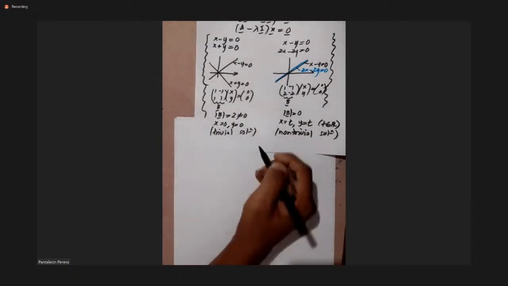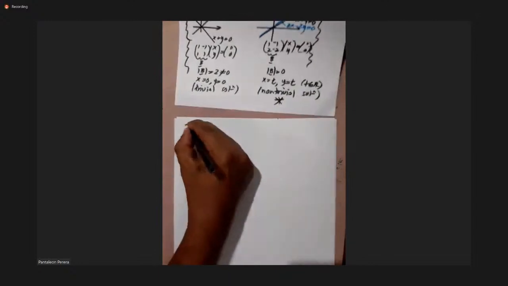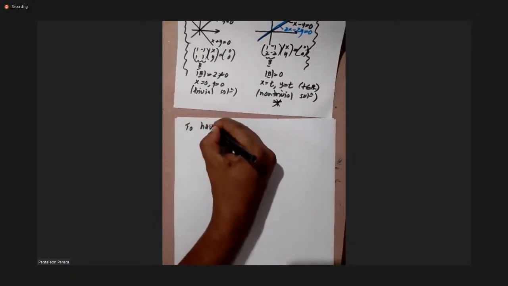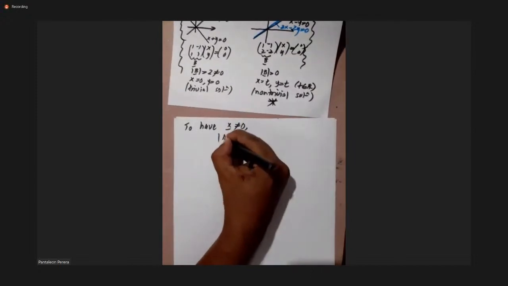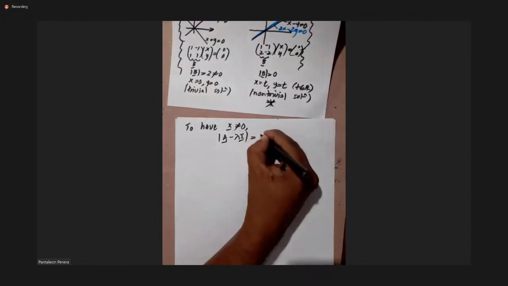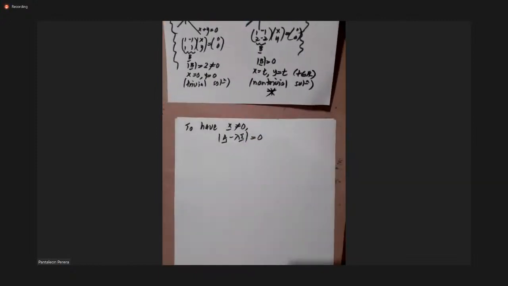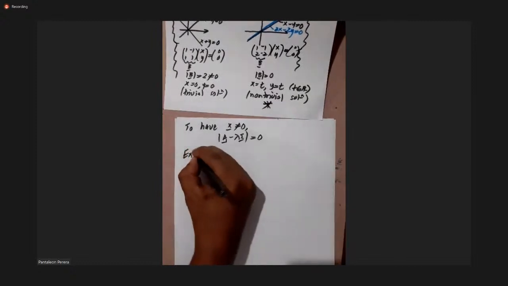Now, from this one, to have x to be non-zero, you can take this one: A minus lambda I, the determinant of this is zero. That's it. Now we'll do an example.